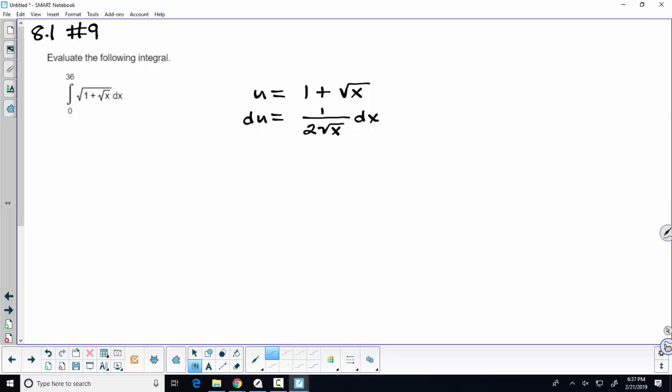Okay, so initially, if you look at that, you may say there's an issue. I've got u, or 1 plus root x, accounted for. So what I'm looking at is this. I need to account for the dx in terms of u. But I don't have a 1 over 2 root x to resubstitute for, right? And that's usually where we stop with u substitution. Well, it's not there. Can't do it. But that's not always the case.